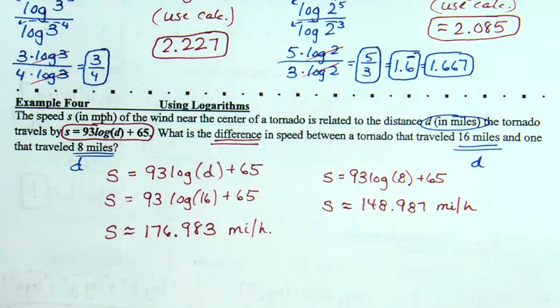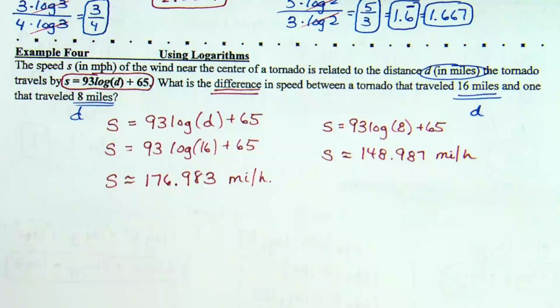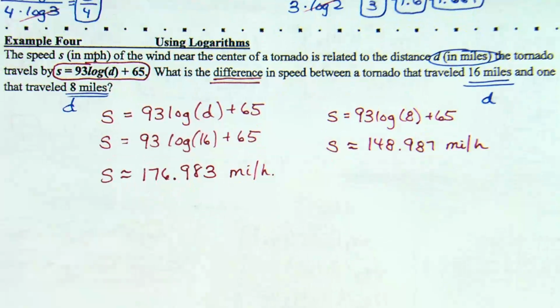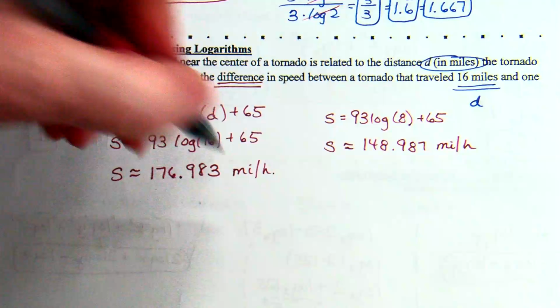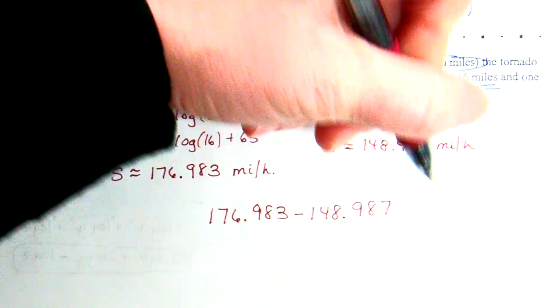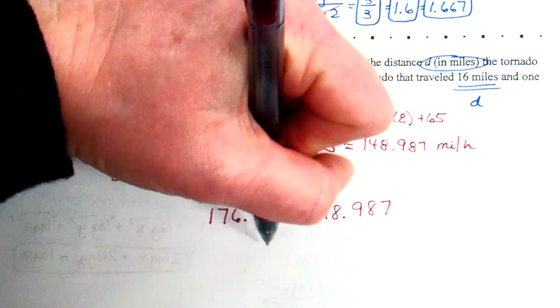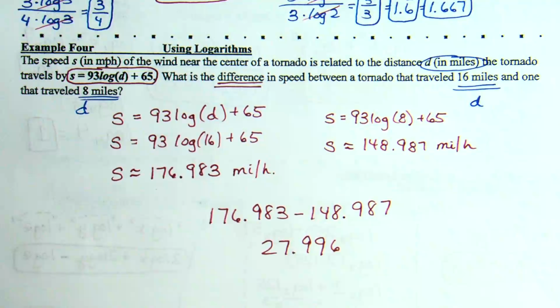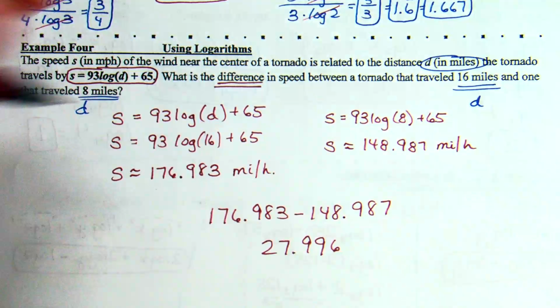To finish this problem off? Yeah, what is the difference? Okay, guys, you're in high school. By this point, you should know mathematically the word difference means subtract. So, 176.983 minus 148.987 is what? 27.996. What is that approximately? 28. So approximately 28 miles per hour.